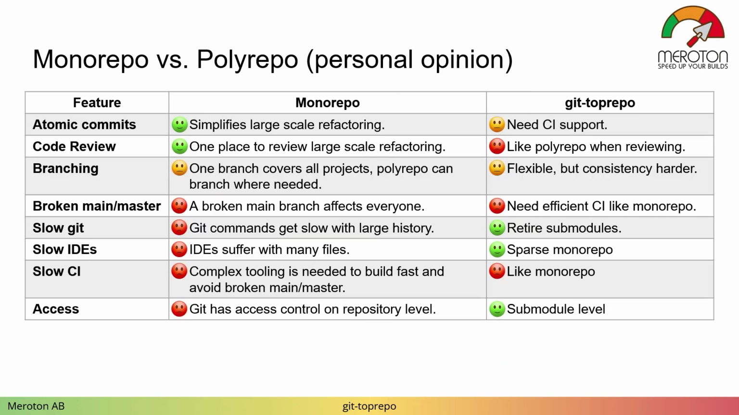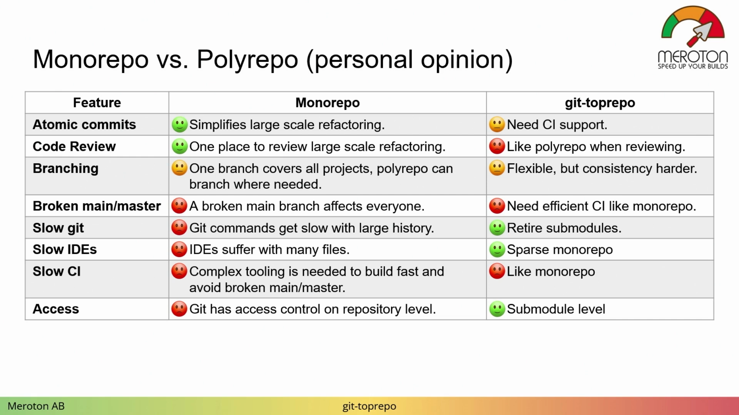Well, it's not all green smiley faces. Atomic commits simplify large refactoring in a monorepo. With git-toprepo and polyrepo, you kind of need some CI support to do that.